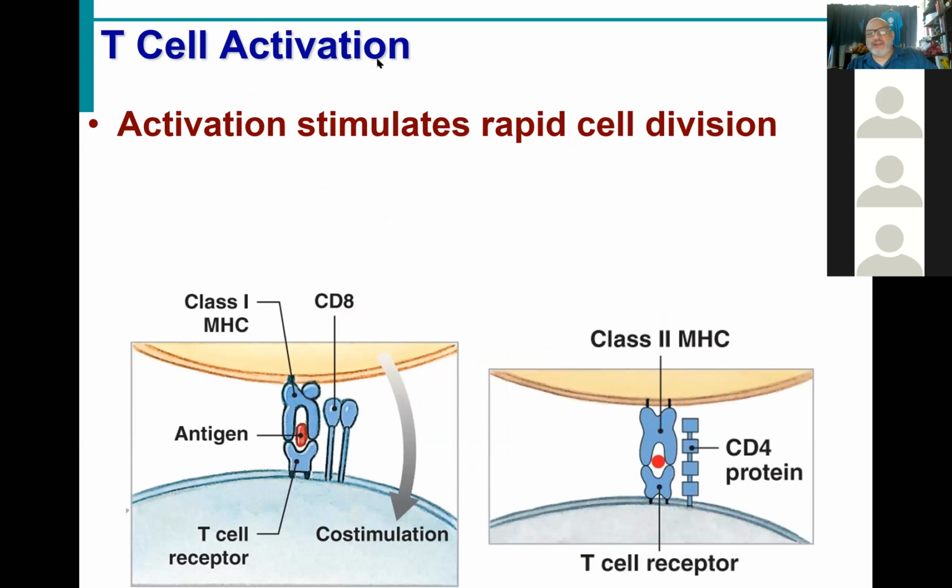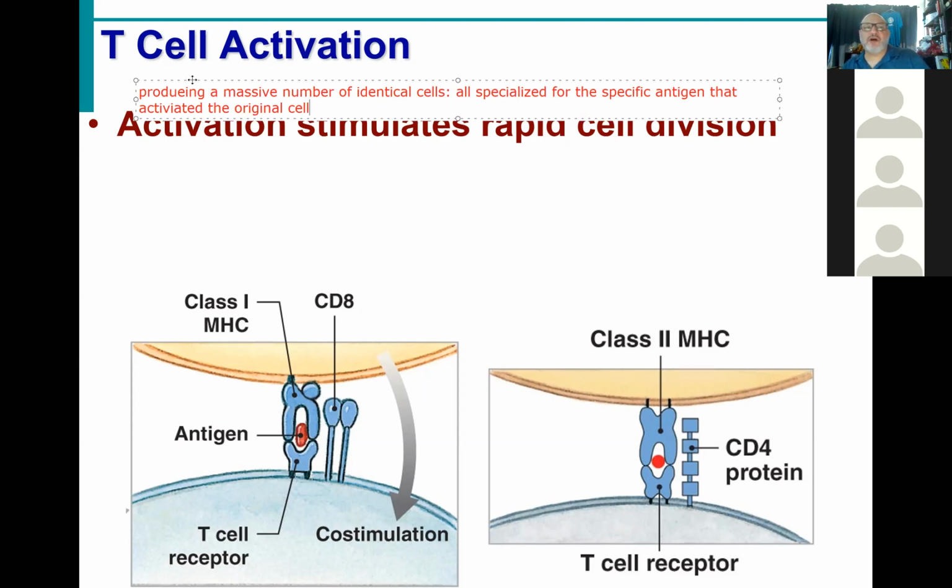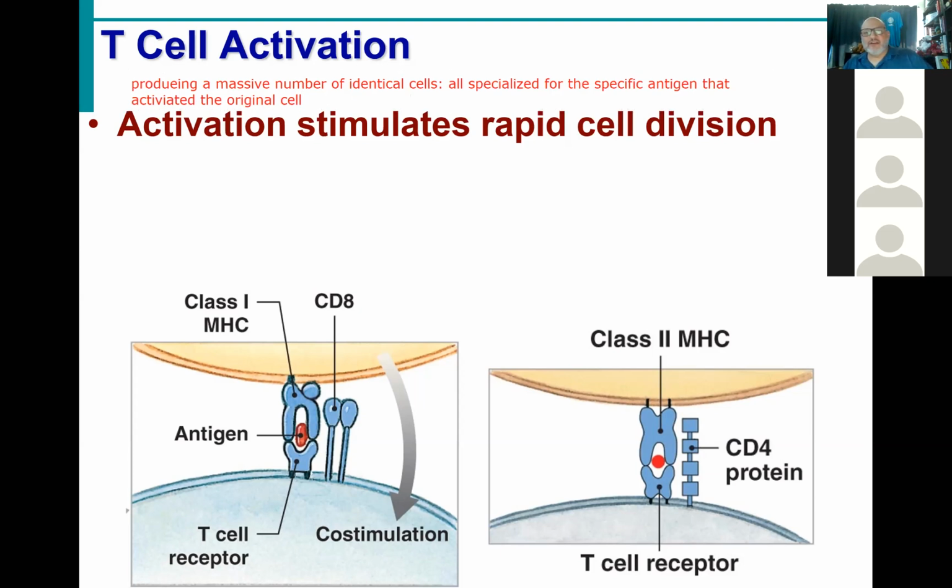The first thing that happens when our cells are activated, and it doesn't matter whether it's a CD4 or a CD8 T cell, in both cases, we are going to get rapid cellular division, producing a massive number of identical cells that are specialized for that same pathogen. And that's the key. Remember, we talked about this being specific. They're all going to be specialized for the specific antigen that activated the original one. It allows us to be very strong in our response and very precise, very specific in our response.